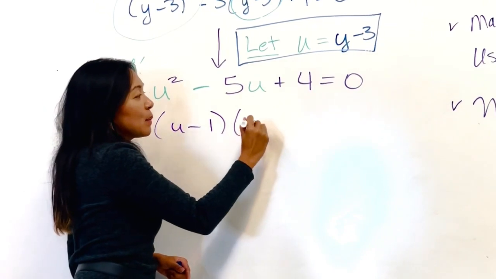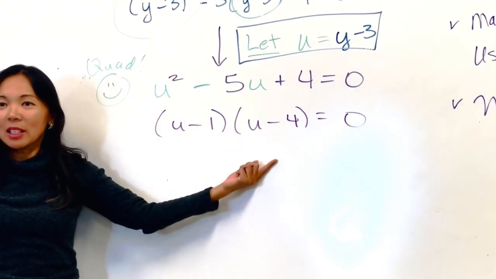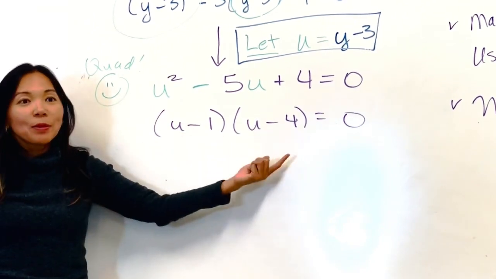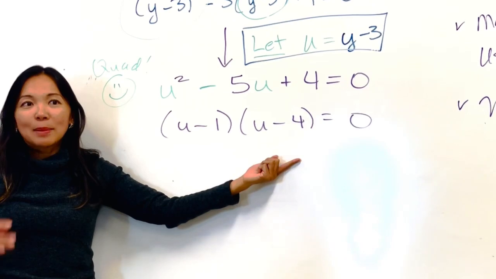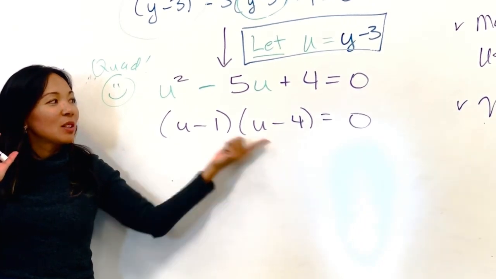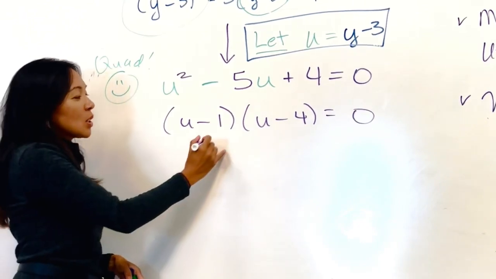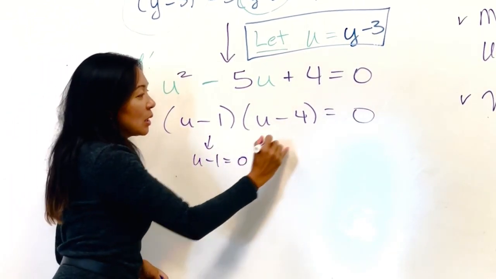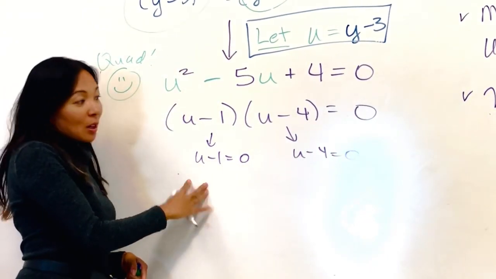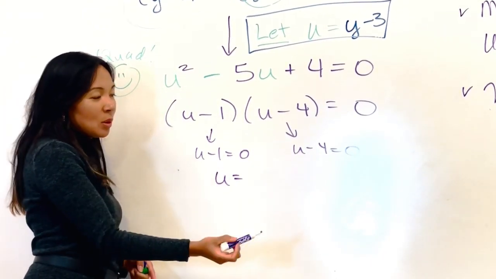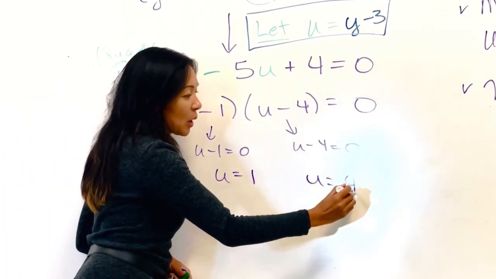U minus 1 times U minus 4. Great. We're getting a lot faster with factoring, right? After we factor, what property do we use? I'm sorry? What property do I use after I factor? The ZPP, yeah, you know me. So here, set each factor equal to 0. The zero product property. So therefore, U is equal to 1 and 4.